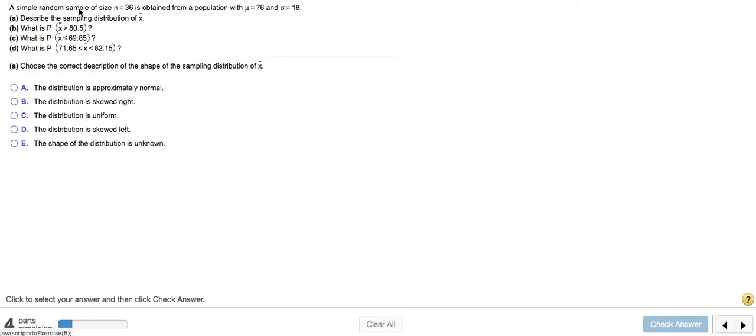A simple random sample of size n equals 36 is obtained from a population with a mean of 76 and a standard deviation of 18. So first we want to describe the sampling distribution, so that's what part A is asking for.